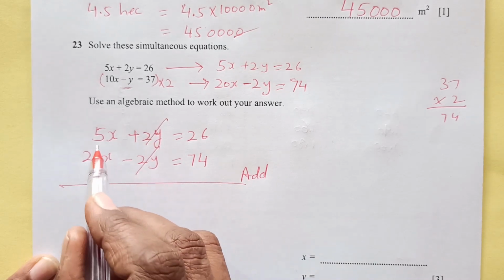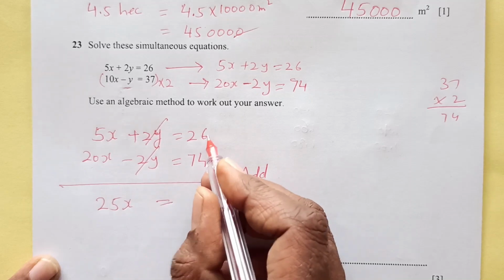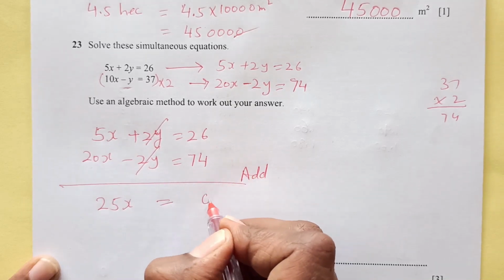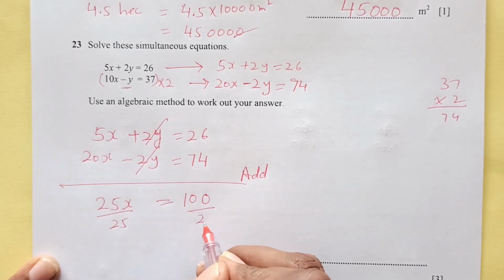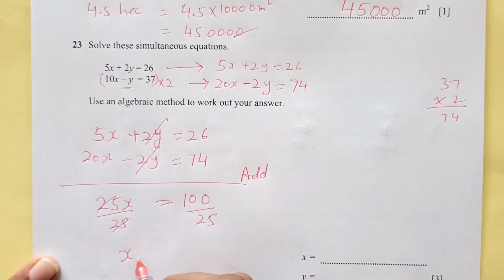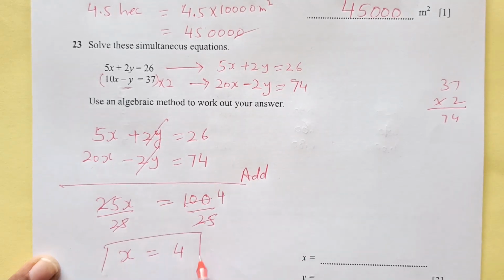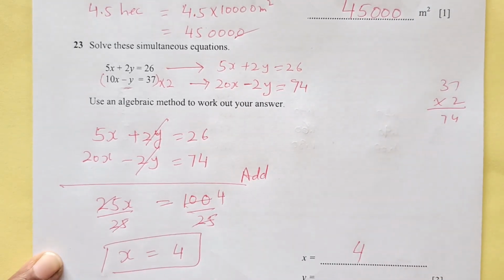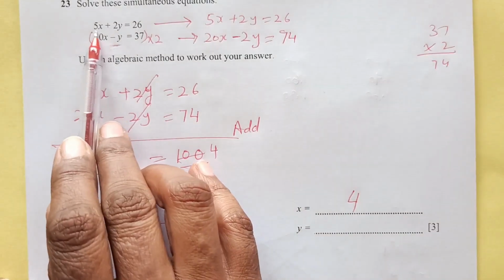2y minus 2y is 0. 5 plus 20 is 25x equals, when you add this, 26 plus 74, 100, right? Divide by 25, divide by 25, this is gone. 25 times 4 is 100, so x is 4. Now to find the value of y, you can choose any of these equations.